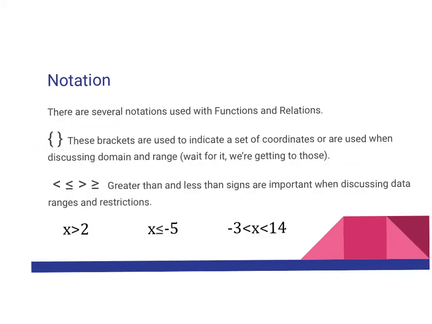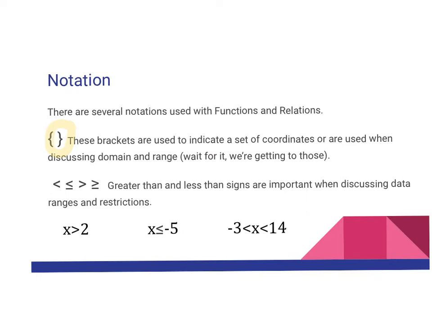Now, one of the things about functions and relations that we haven't addressed up to this point is notation. There's several specific notations that are very particular, and I will be very picky that you use the right notation. So if we have a set of coordinates, like you did on the previous page, note how they were surrounded by these squiggly brackets. Those brackets are also used to define and discuss domain and range, which we will be getting to.